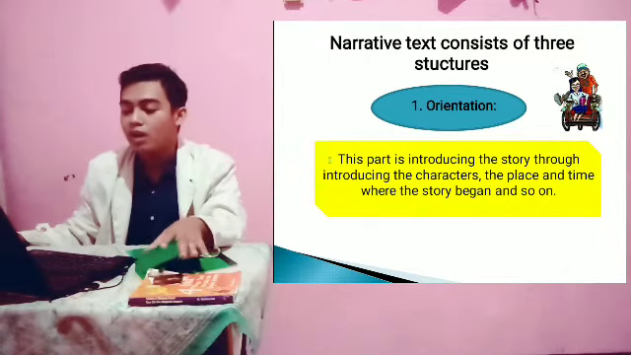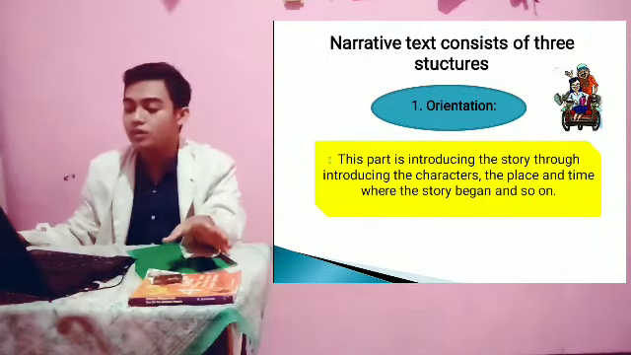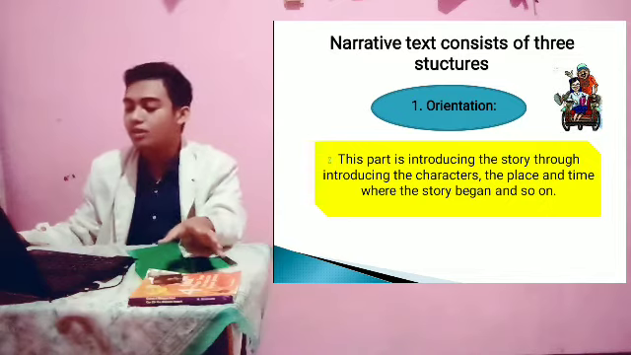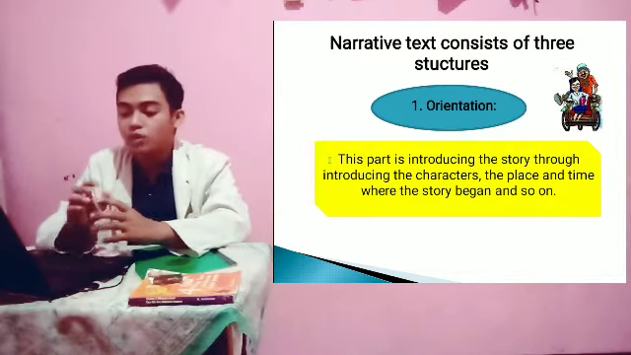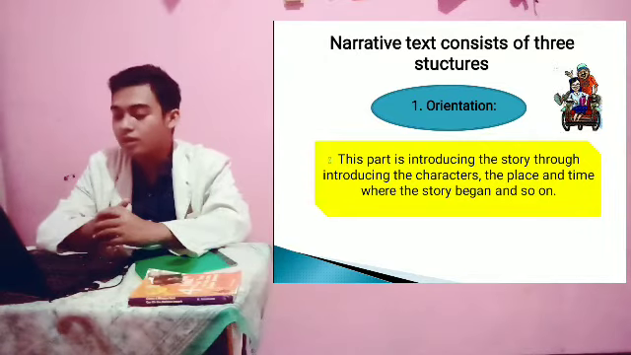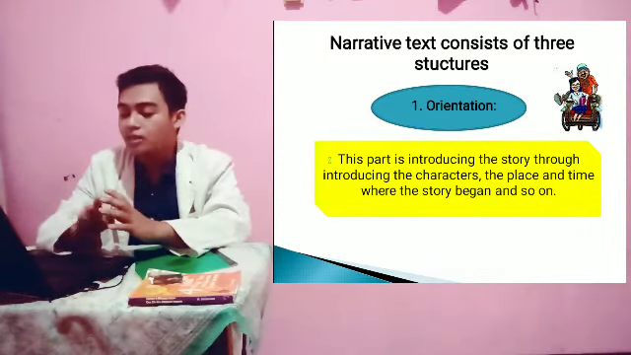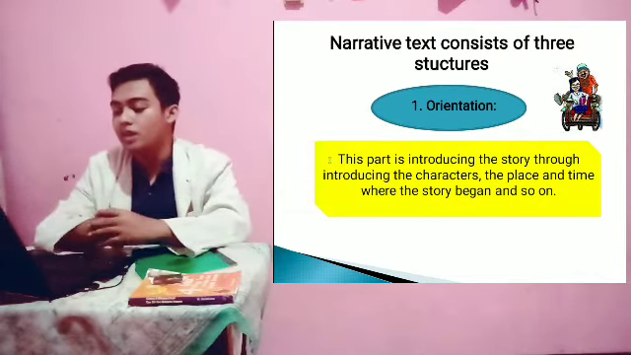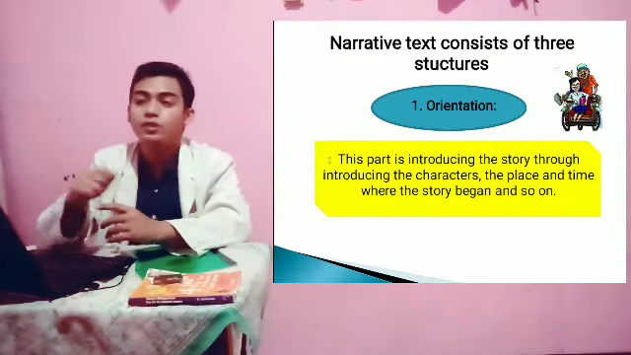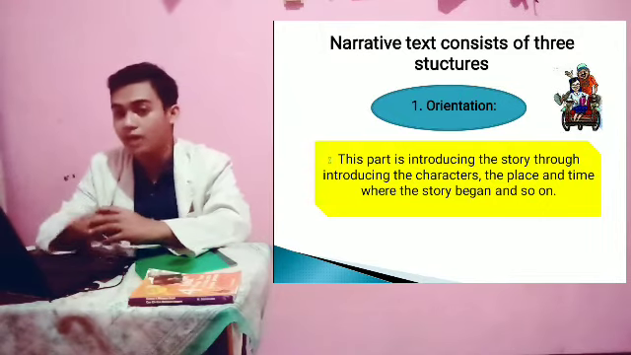And I will explain about orientation. This part is introducing the story through introducing the characters, and the place and time where the story began, and so on. And usually this orientation is the first paragraph in narrative text.